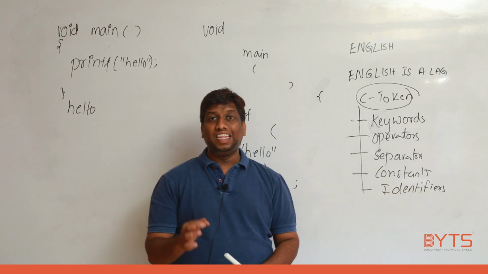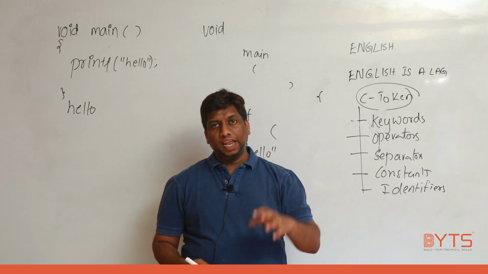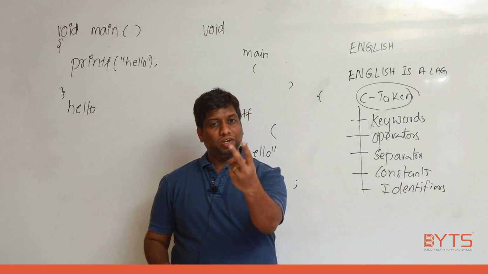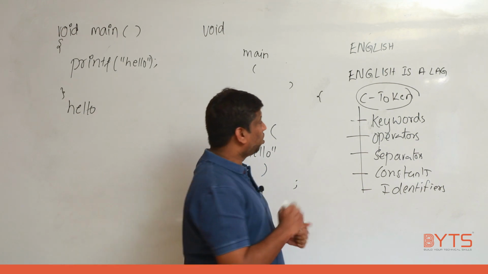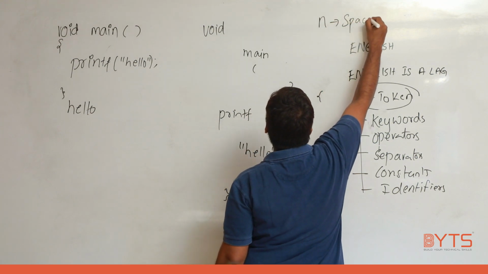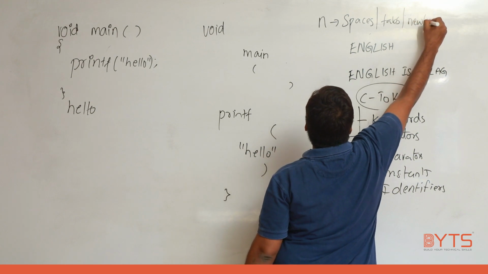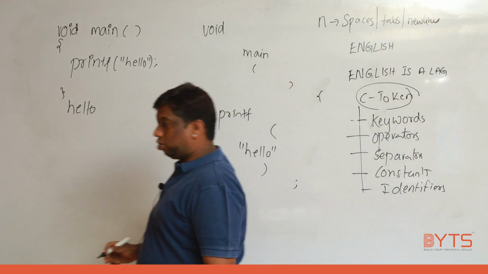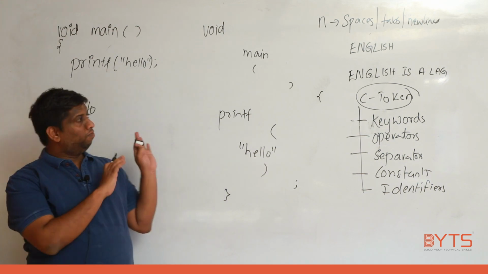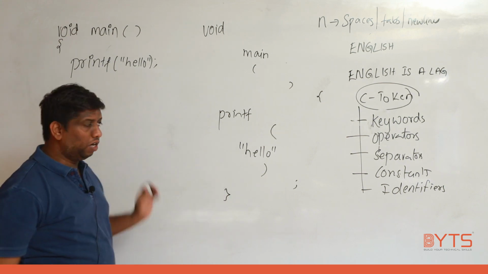Next point, there can be n number of spaces, n number of tabs, n number of new lines between 2 C tokens. What I mean is, between 2 C tokens I can have n spaces, or n tabs, or n new lines. Now understand. Maybe you are listening for the first time and feel it is tough, but listen 2 times, it will be comfortable. It is an easy concept, don't worry at all.